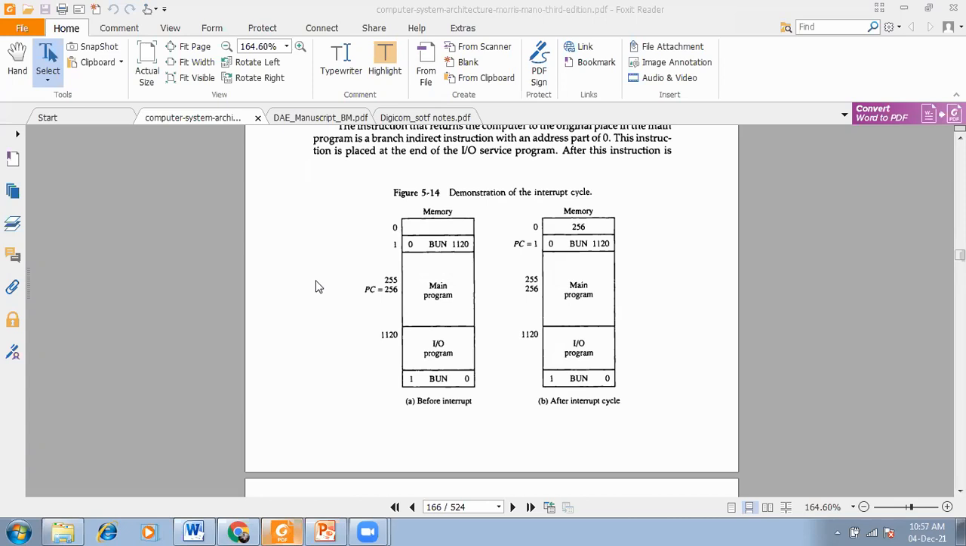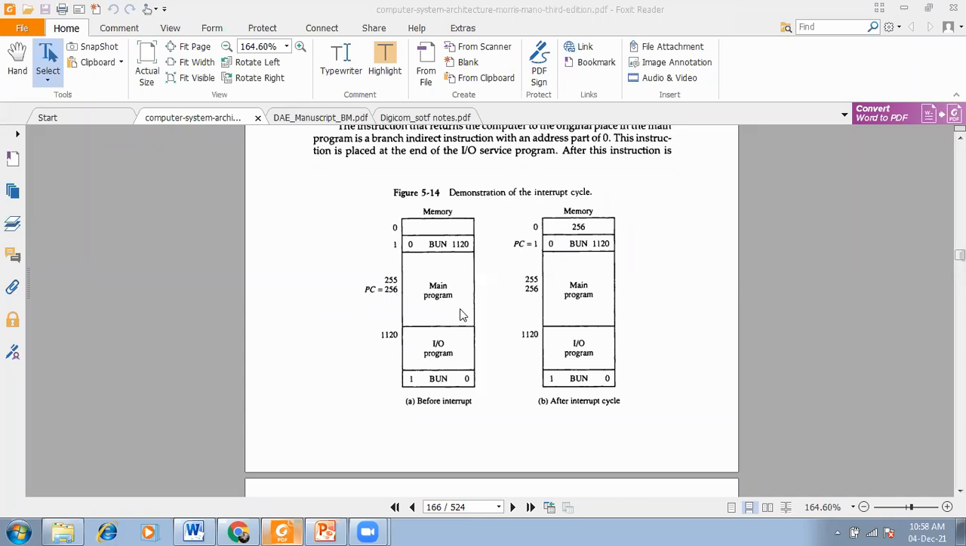So in that case, what will you do? Your computer will do one operation. That means the content of the program counter must be stored somewhere in the computer: the stack, a memory address, or some registers. In our case here, we are keeping it at 0 location, the 0 memory address.